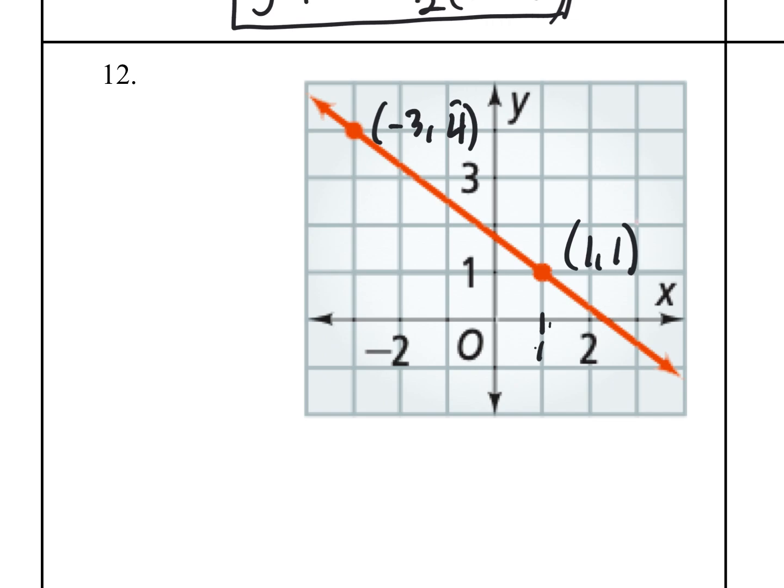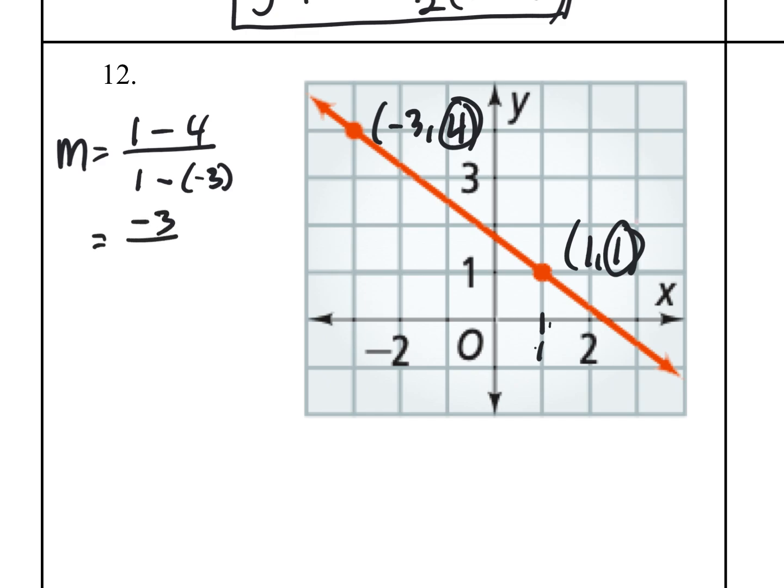So this is going to be my y1, this is going to be my y2. So let's find the slope. The slope is 1 minus 4 over 1 minus minus 3. So this is going to be 1 minus 4 is negative 3. 1 minus minus 3 is going to give you 1 plus 3. 1 plus 3 is 4. So the slope here is negative 3 over 4.